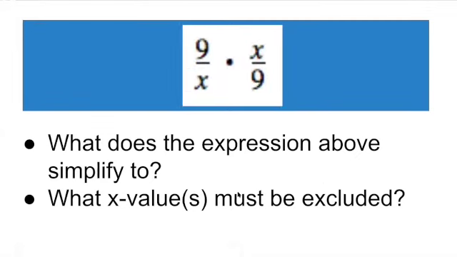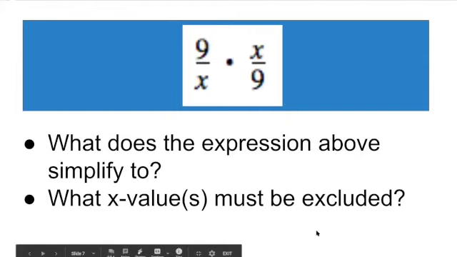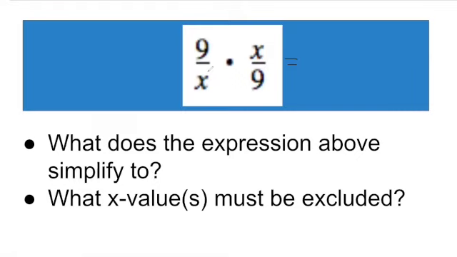Okay, what does the expression above simplify to, and what x value or values must be excluded? So one way to do this one, because the ones we try to create aren't already there like they were in the previous problem, is to multiply these together. So 9 times x is 9x. And then x times 9, well, that's also 9x. You can just change the order of the multiplication.